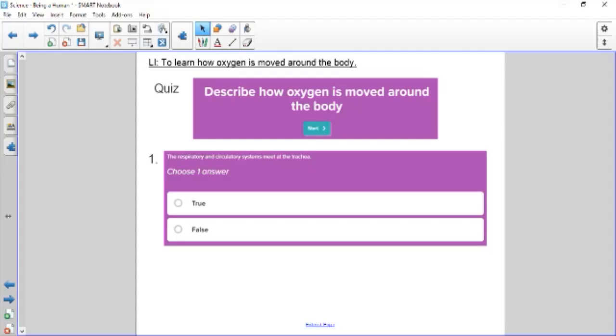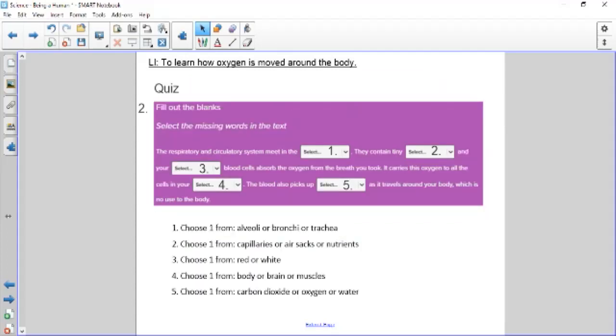Question 1. The respiratory and circulatory systems meet at the trachea. Please choose one answer. Is it true or false? Question 2. Fill out the blanks. Select the missing words in the text.